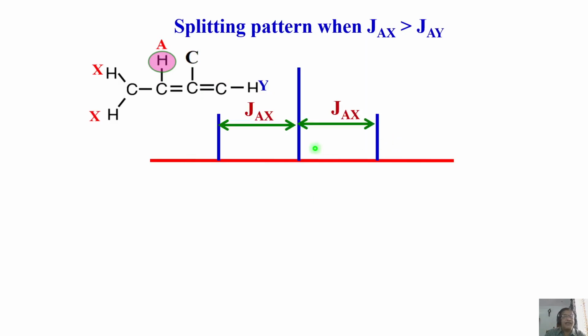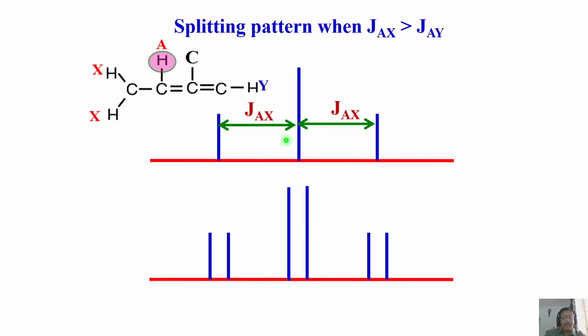First is a large splitting because of AX. This gives you JAX. Now coupling to proton Y: each line of this triplet is going to be a small doublet like this. What is this separation giving me? This one is JAY. What do you call this pattern? Remember what I said, you should always consider the largest splitting value.